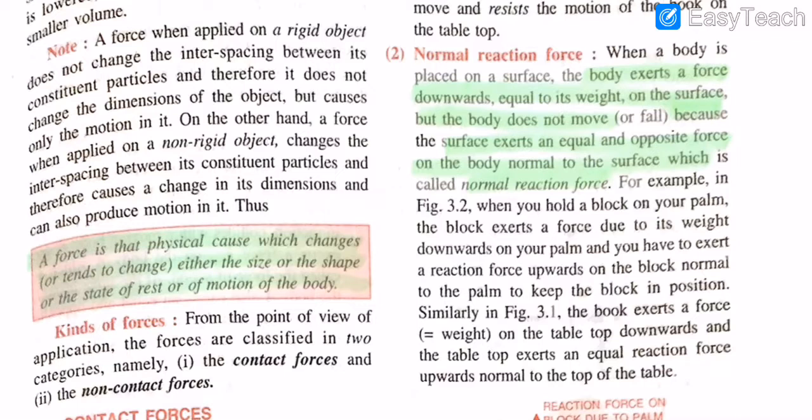So these forces are produced and experienced when a body comes in contact with another. The force of friction, normal reaction force, force of tension, force exerted by a spring, force exerted on two bodies during collision, etc. These are all examples. You can mark it in green. Not that important to go through, not that important to learn. You can just read through it.